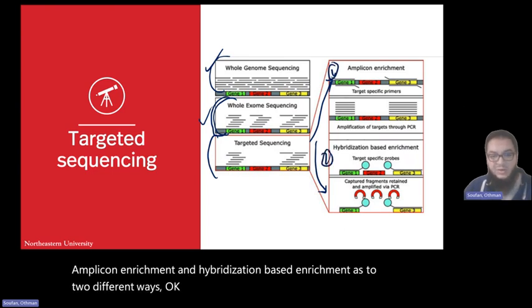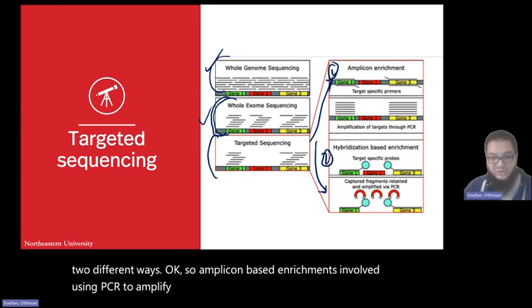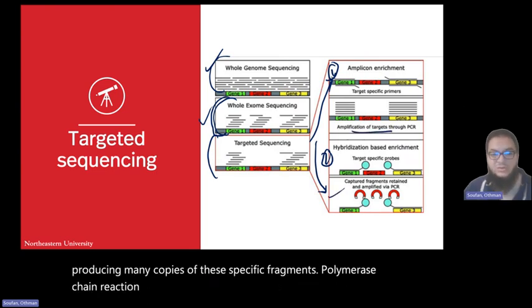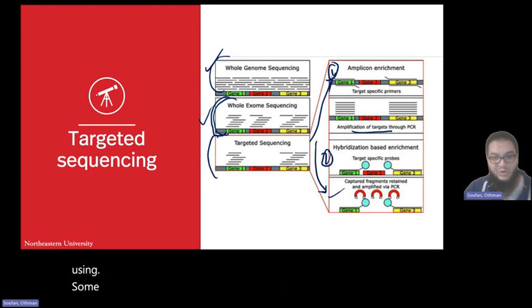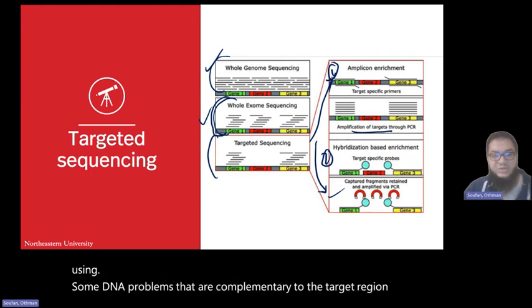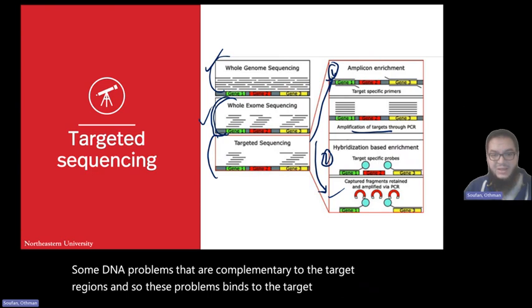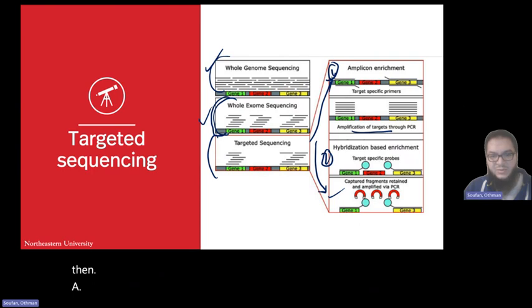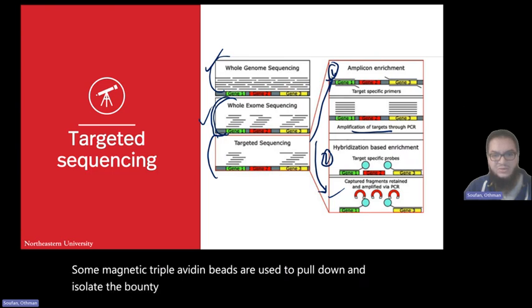Amplicon-based enrichment involves using PCR to amplify the region of interest. This will end up producing many copies of these specific fragments, polymerase chain reaction. Hybridization is about using probes. It involves using some DNA probes that are complementary to the target regions. These probes bind to the target regions, and then some magnetic streptavidin beads are used to pull down and isolate the bound DNA fragments for sequencing.